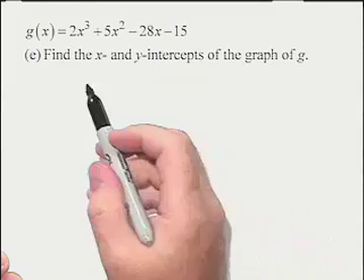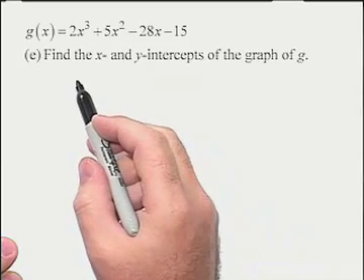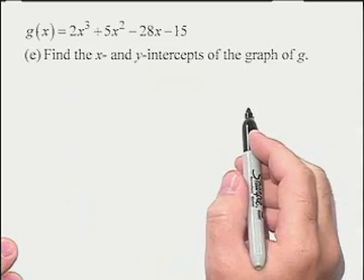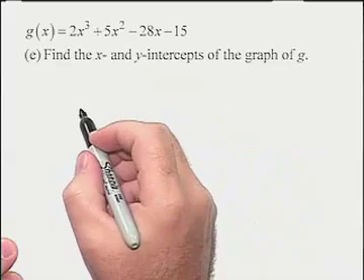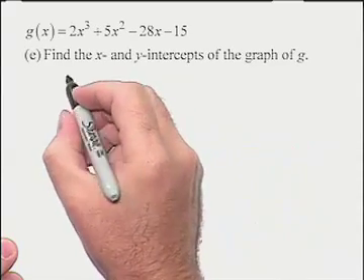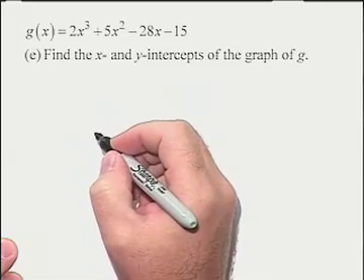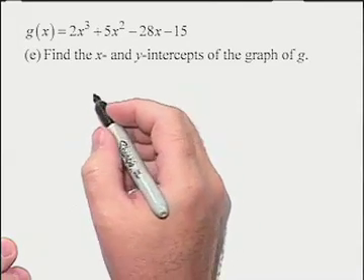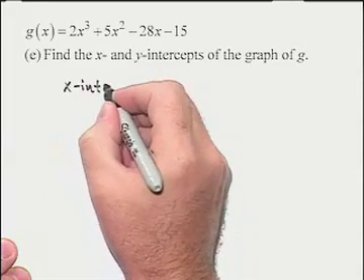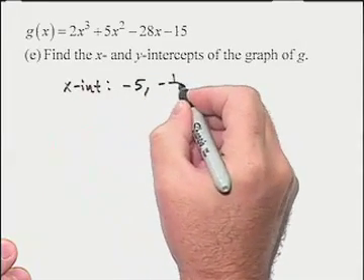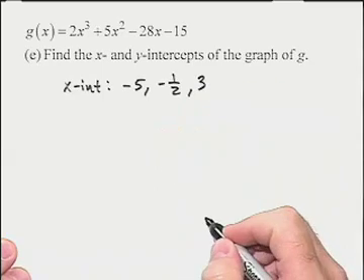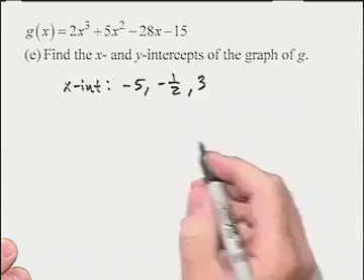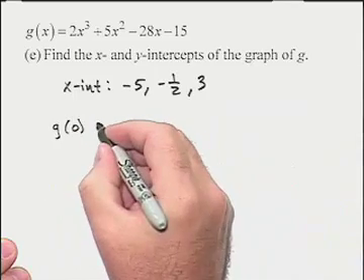Now that we've found the zeros for our function, we're going to turn our focus to the intercepts. In Part E, we're asked to find the x and y intercepts of the graph of g. In the previous part, we found that the zeros of the function were negative 5, negative 1/2, and 3. We've also seen that x-intercepts and zeros are essentially the same thing, so our x-intercepts are negative 5, negative 1/2, and 3. To find the y-intercept, we need to evaluate g of 0.